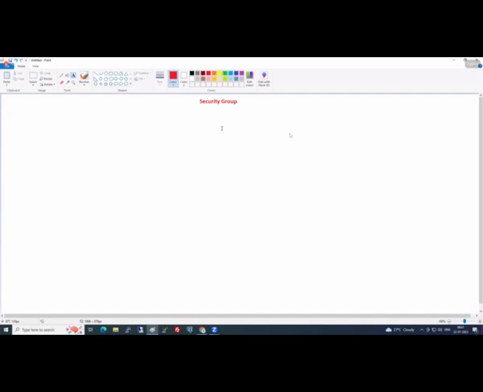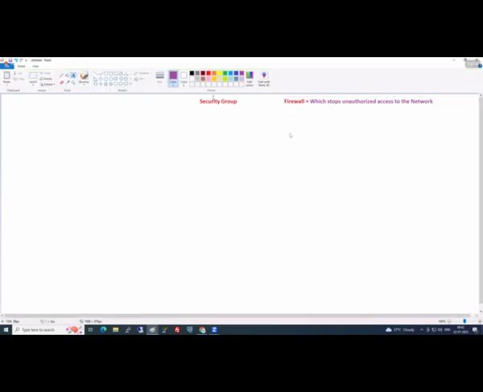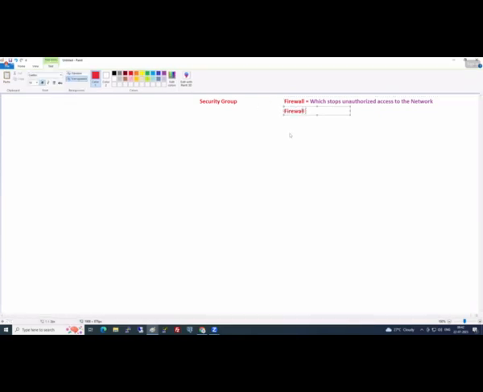So if someone asks what is security group, you can simply say that it acts like a firewall to secure the EC2 instance. Okay, so let me write first and then we'll slowly go into the topic. So first one, firewall. What is firewall? It stops unauthorized access to the network. This firewall in EC2, we call it security group.